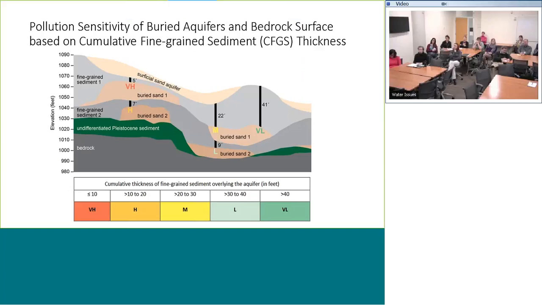Also, our method relies on data, and when you get to bluff regions, it's hard to have data all along that bluff, so it's hard to kind of classify. So it's a limitation a little bit of our method of modeling. That gives us an idea of what the flow system is in the unconfined, shallow settings. We also want to know an idea of what the flow system is like in our buried units.